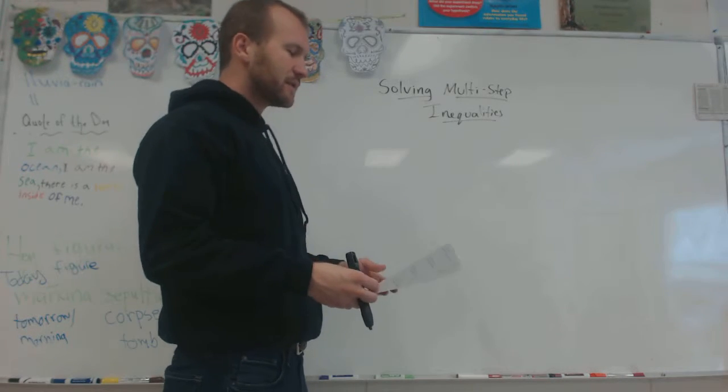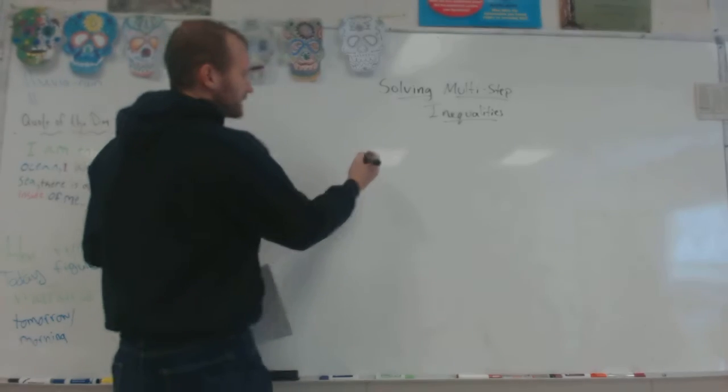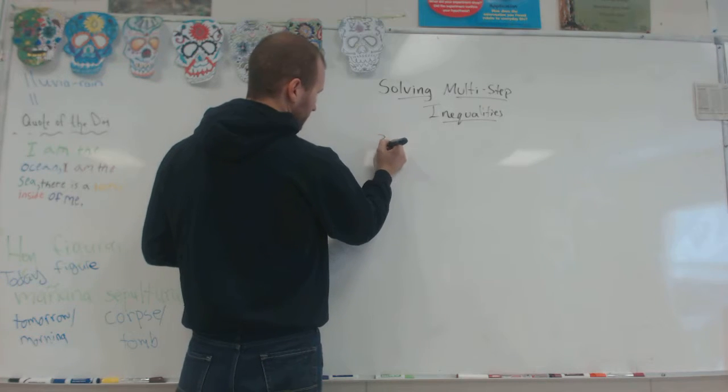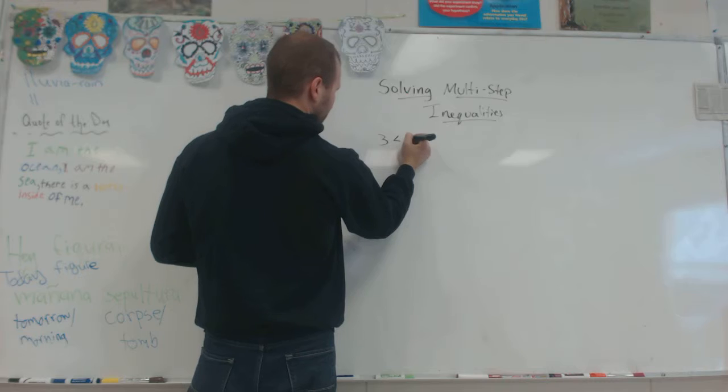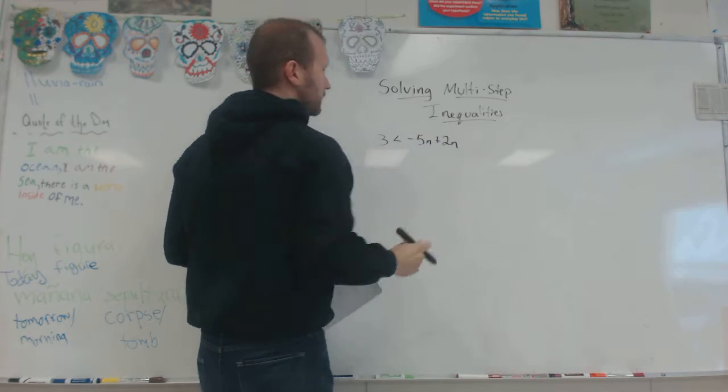Alright, today we're going to talk about solving multi-step inequalities. The first example of this sort of thing I'm going to give you is 3 is less than negative 5n plus 2n.